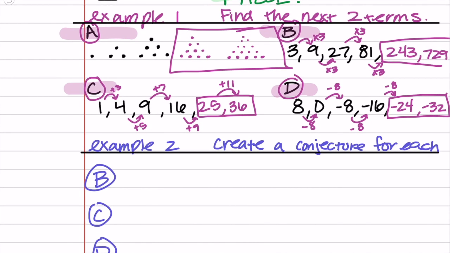Right now, you've used inductive reasoning, and we're going to write the conjecture. A conjecture is a statement, so you have to write words about it. We're going to focus on parts B, C, and D. Now I want you to look at part B. All we're doing is multiplying the previous term by 3. So that right there, that's your conjecture.